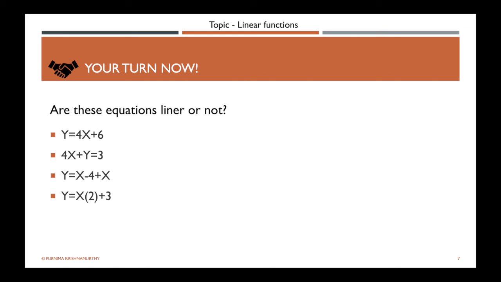Okay, it's your turn now. Here are 4 equations for you to try to figure out if they are linear or not. 1. Y equals 4x plus 6. 2. 4x plus y equals 3. 3. Y equals x plus 4 plus x. And 4. Y equals x times x.